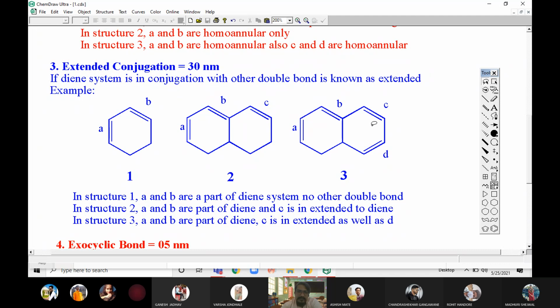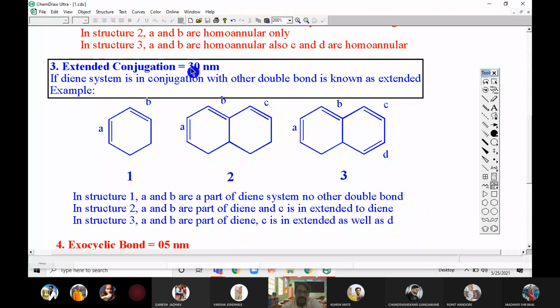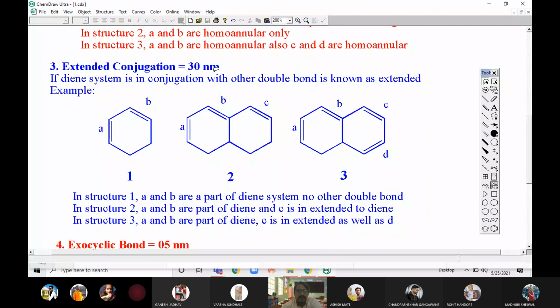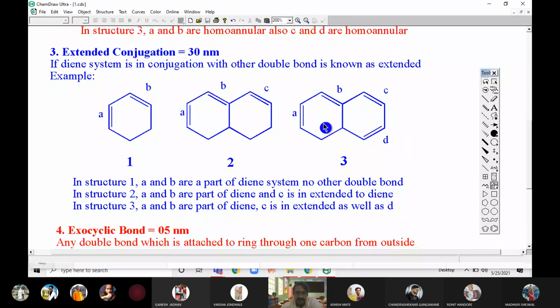2. Here 0, here 1, and here 2 extended conjugation. 2 means you have to add 30 into 2, that is 60 nanometer for the extended conjugation. Okay, is it clear? Yes, sir. Okay.